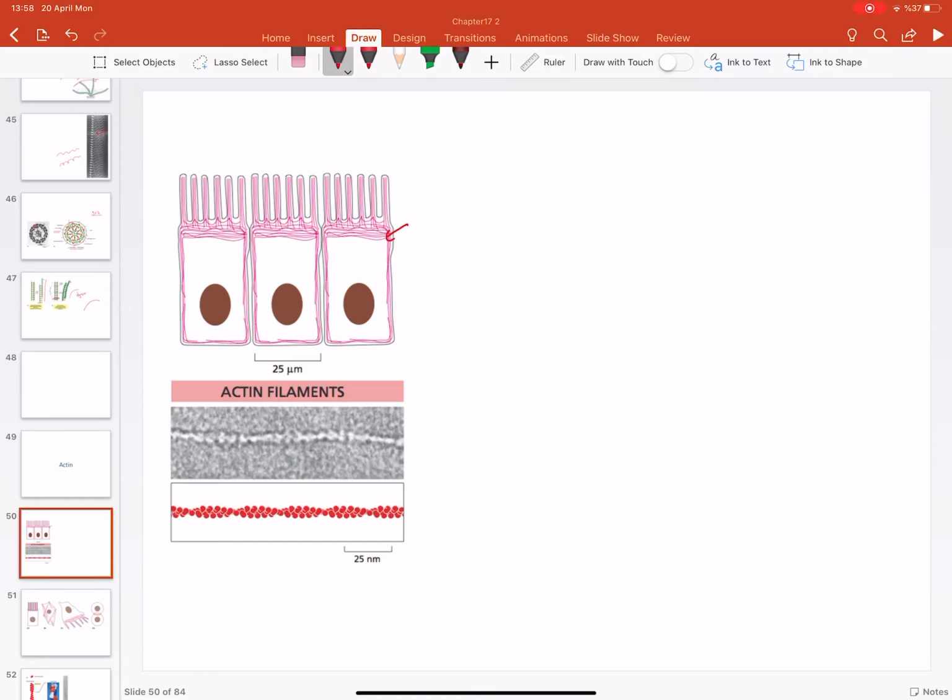Actin is the thinnest of all. Okay? It is so tiny compared to microtubules or intermediate filaments. Although it is so small, it is very useful because you can organize them into shapes.